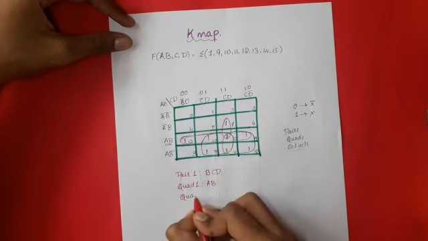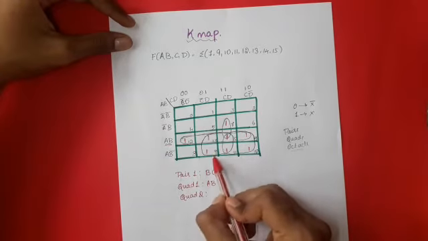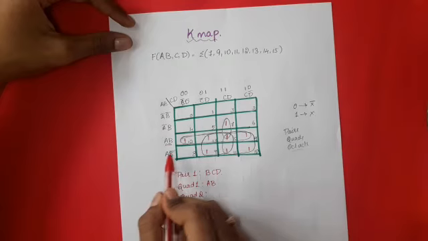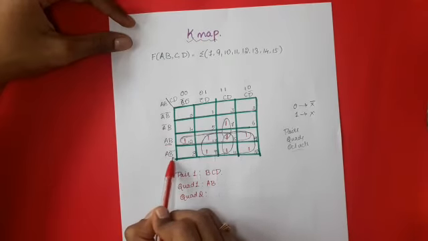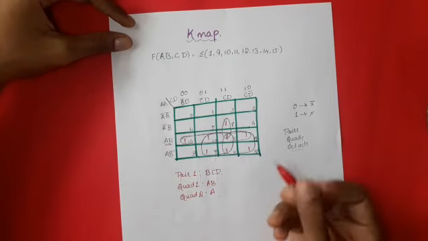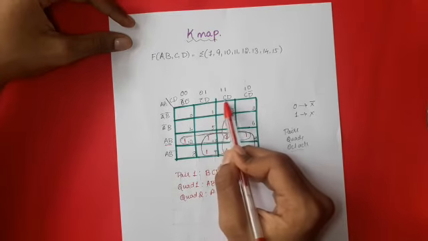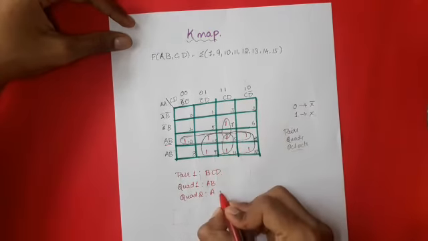Next is quad 2: 13, 15, 9 and 11. Just observe here, A bar B is taken. So A is not changing, write A as it is, and here C bar D, C D: D is not changing, C is changing. So D.